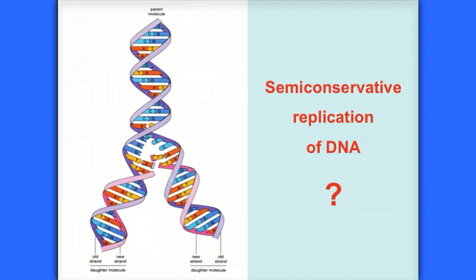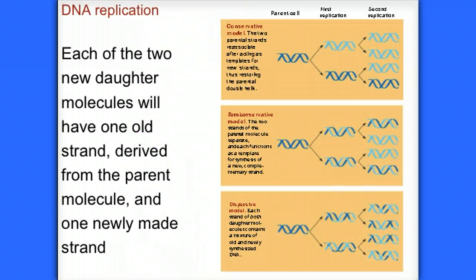But before we go, let's learn what the theory about semi-conservative replication is, or what it means. There are three kinds: dispersive, semi-conservative, and conservative phenomena.